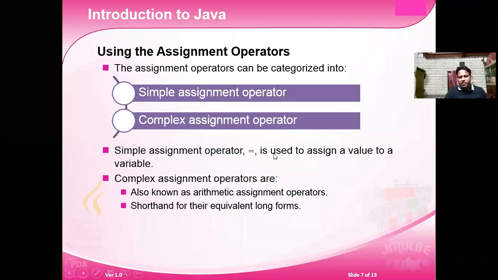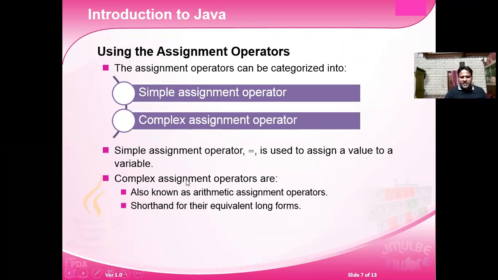Simple assignment operator is used to assign a value to a variable. Complex assignment operators are also known as arithmetic assignment operators, or you can say they are the shorthand notation for their equivalent long form.